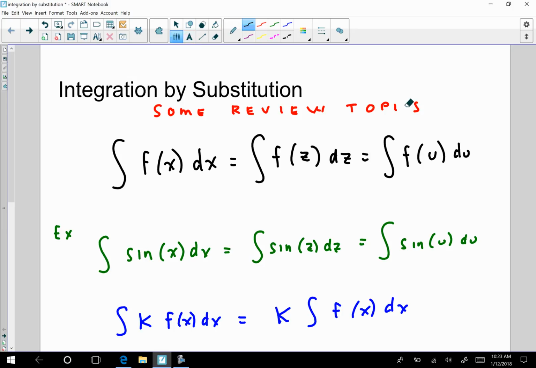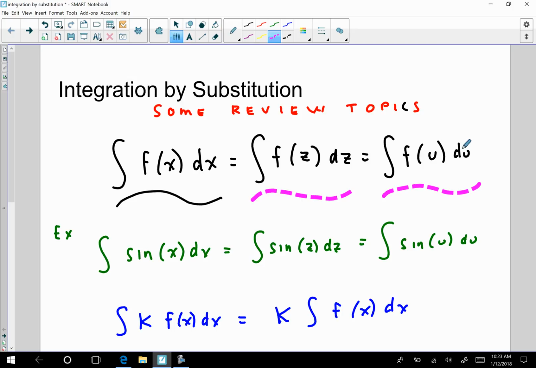So topic number one is the fact that if I have the indefinite integral of f of x dx, this variable x is just a dummy variable. That could be represented as the indefinite integral of f of z dz, which could also be represented as the indefinite integral of f of u du. So the variable does not matter.